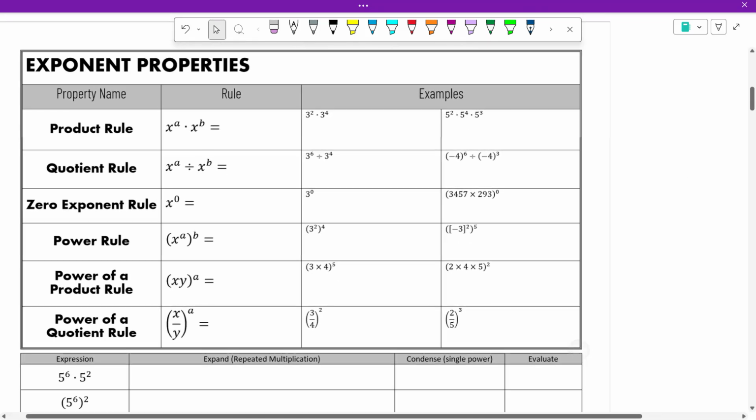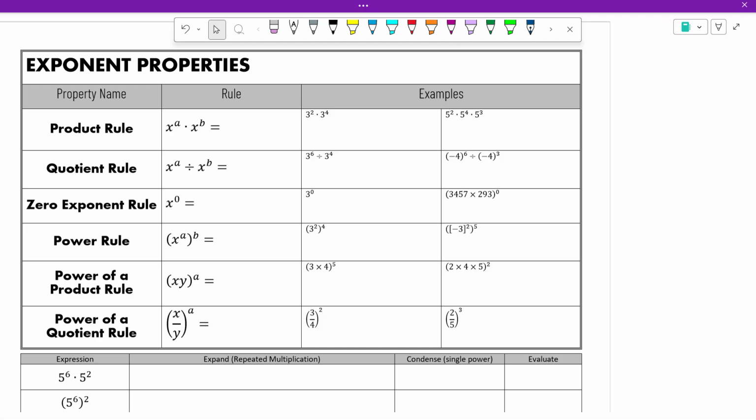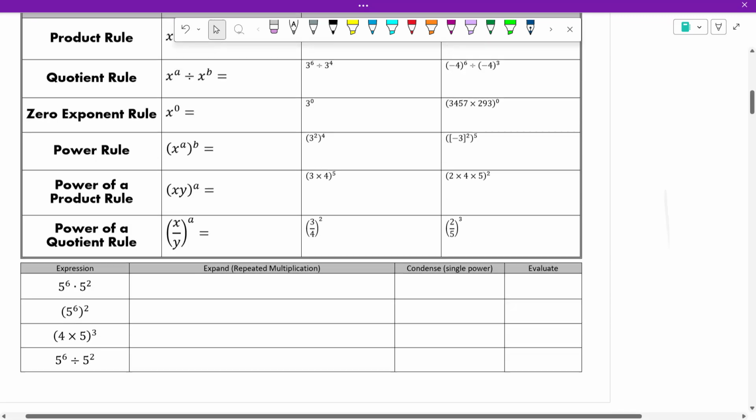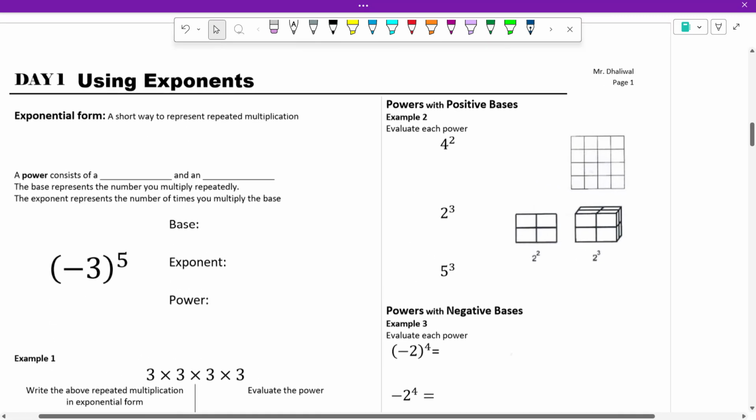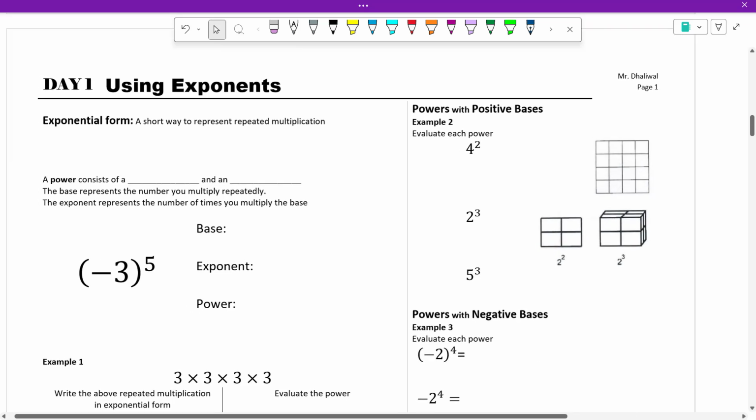I know not everybody has a good habit of writing notes down. If we flip the page over, we've got something like this. We're not going to do this today. This is a summary of everything we're going to learn in this chapter. We'll touch on that at the end of the chapter. So we're going to flip over and start right here.